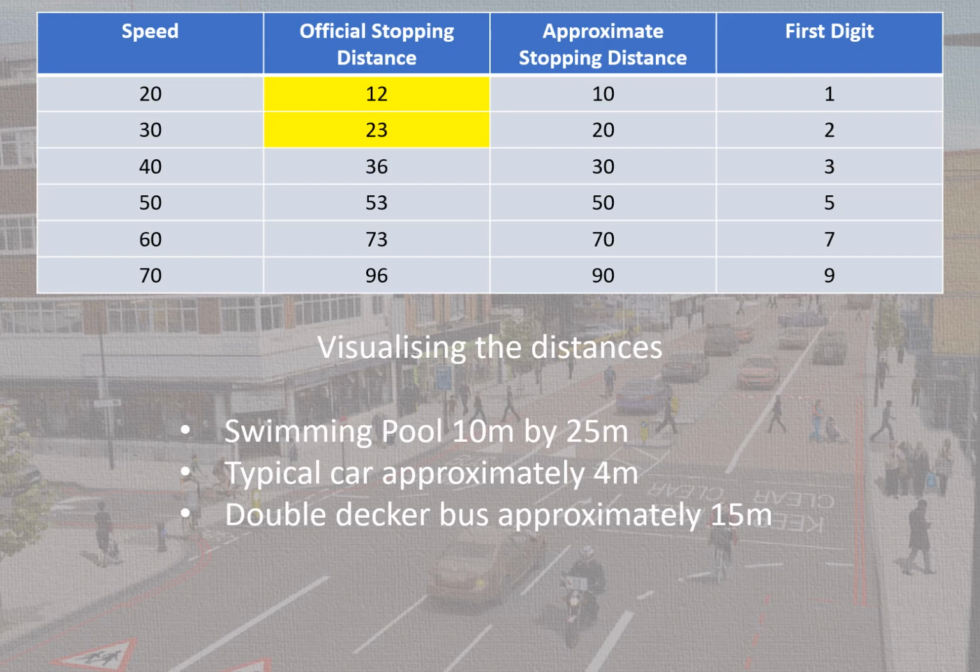There are some other guides we can use. A typical family car is approximately 4 metres, and a double-decker bus is approximately 15 metres. So the official stopping distance at 70 miles an hour is about 4 swimming pool lengths.